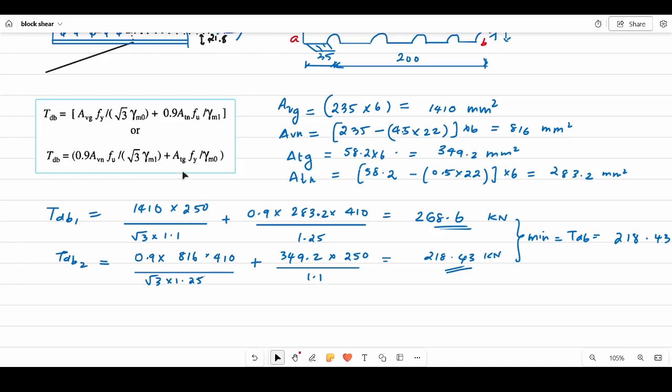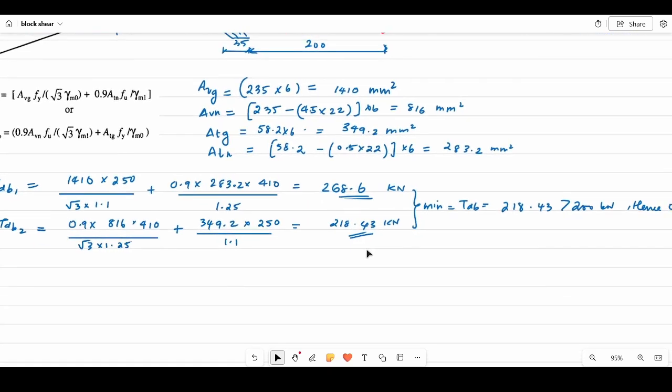It is the gross area in tension, which is calculated here. Fy is the yield strength, 250, divided by 1.1, which is a factor of safety. We will be solving, and the minimum value is 280, which is greater than 200 kN. Hence our assumed design section, that is the angle section 80 by 80 by 6, is safe for these design checks. I am again repeating, the design checks are yielding, rupture and block shear.